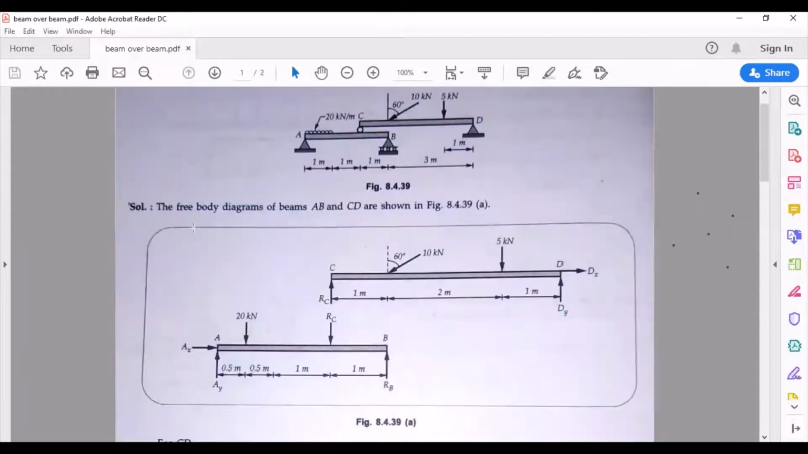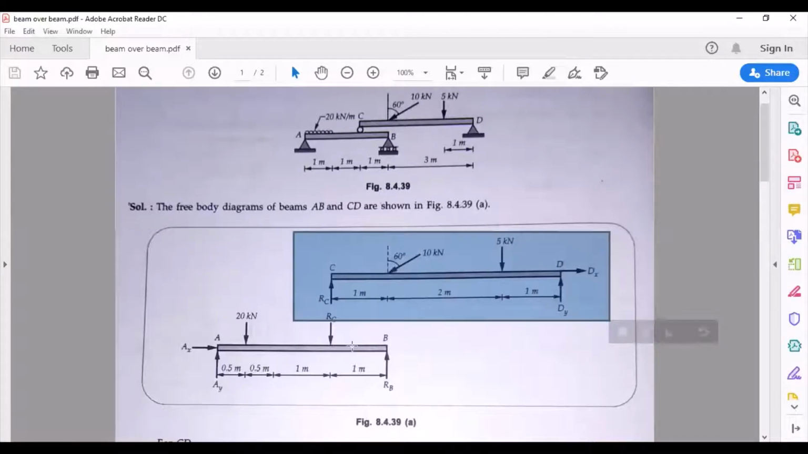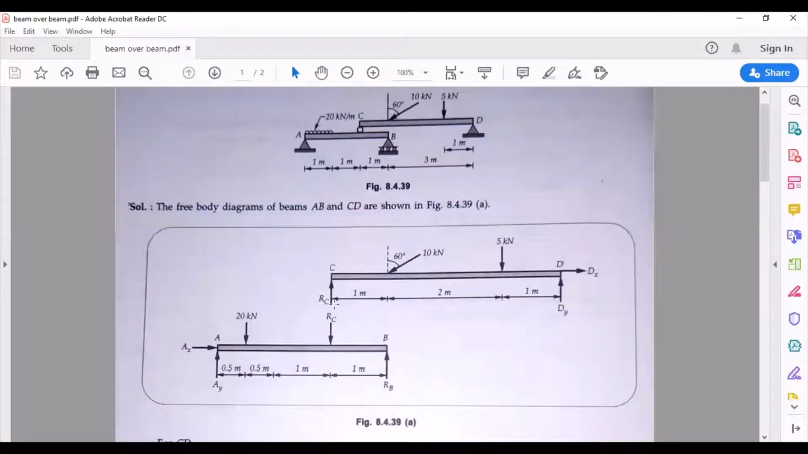Always keep in mind, whenever you come across such problems, that is one beam over the other, you're supposed to first solve the topmost beam, that is this beam, and then go for the bottom beam, because there is some contribution done by this support to the bottom beam. So always keep one thing in mind, that you are going to solve the topmost beam first. Do not go with the alphabets, beam AB to be solved first, beam CD next. No, it is not like that. Always the beam which is resting on top is to be solved first.